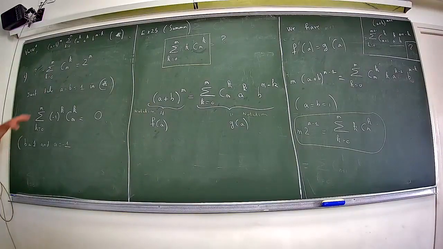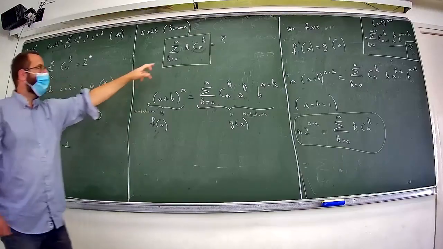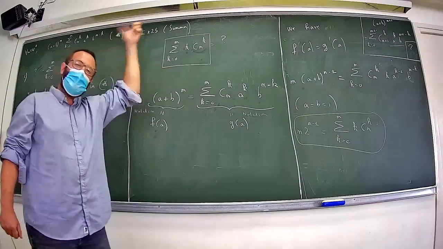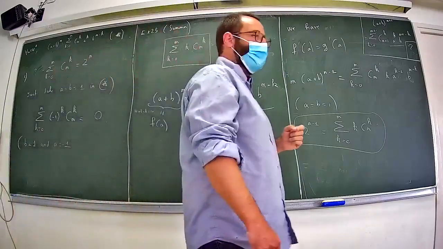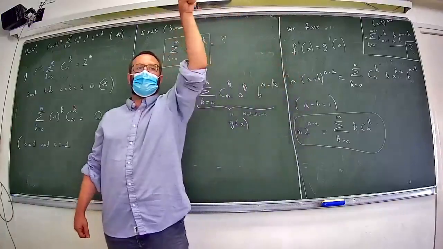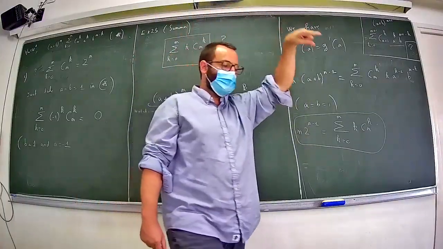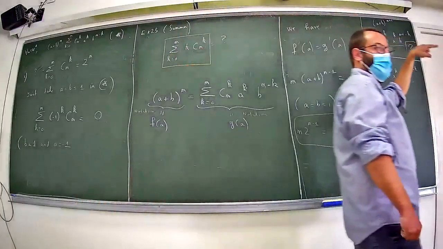Okay? So I was able to compute this one. I want the same with k just before the c and k. My idea is to compute the derivative, because the derivative of a to the power k is equal to k times a to the power k minus 1.